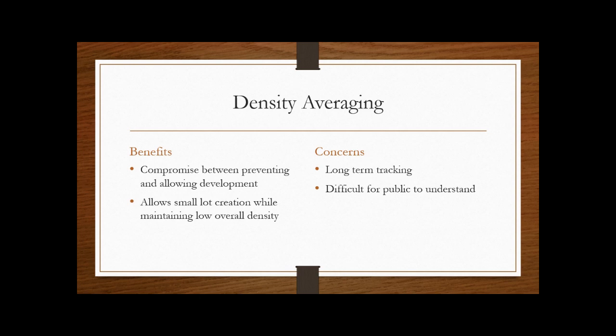So the benefits of density averaging: it's flexible. It allows small lot, medium-sized lot, and large lot creation while maintaining a low overall density. Again, it's a compromise between preventing and allowing development. Some people are going to be unhappy that it allows too much. Some people are going to be unhappy that it doesn't allow enough. It's in between, and it's a metric that can be tweaked by a political process to figure out what compromise works. It has some long-term tracking difficulties. It can be hard for people in the public to understand, especially after multiple sales.